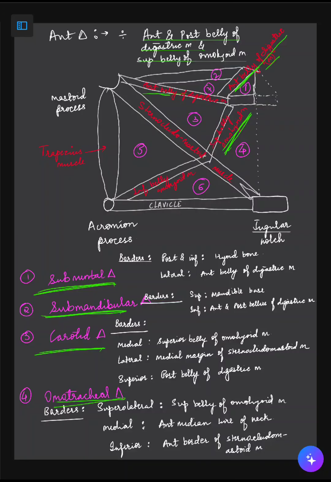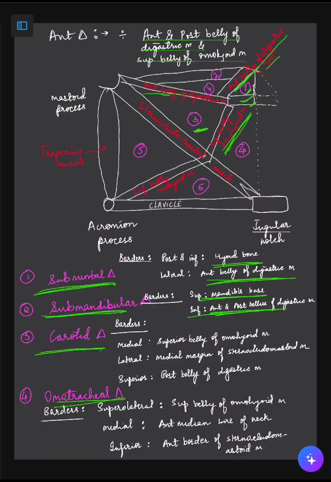Now the submental triangle, see what the borders are. Posteriorly and inferiorly is the hyoid bone. See, this first one is the submental triangle. Posteriorly and inferiorly there is the hyoid bone, and laterally is the anterior belly of the digastric muscle. Submandibular triangle: what are its borders? Superiorly is the mandibular base, and inferiorly are the anterior and posterior belly of the digastric muscle. It is very simple. Next, this is the carotid triangle.